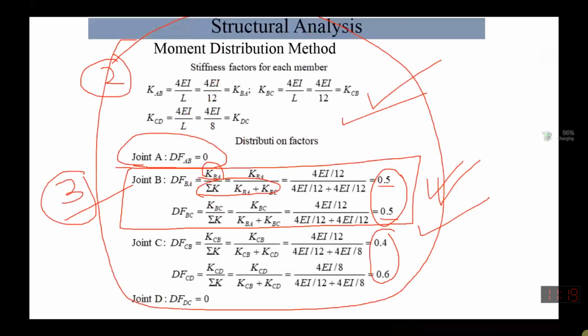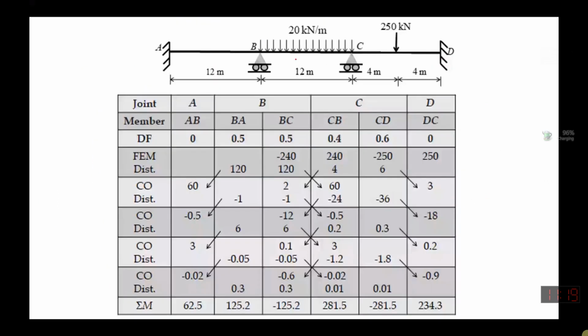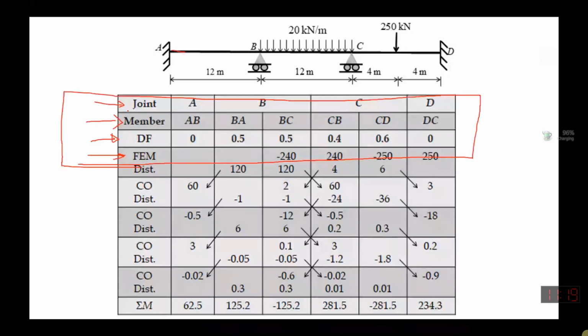But I can explain what we will do. You can draw the beam, and underneath the beam you can write down the joint, the member, and then the distribution factors. You can also write down the fixed end moments. These 4 lines, the data you have already calculated. You know the joint is A, the joint is B, C, and the joint is D.